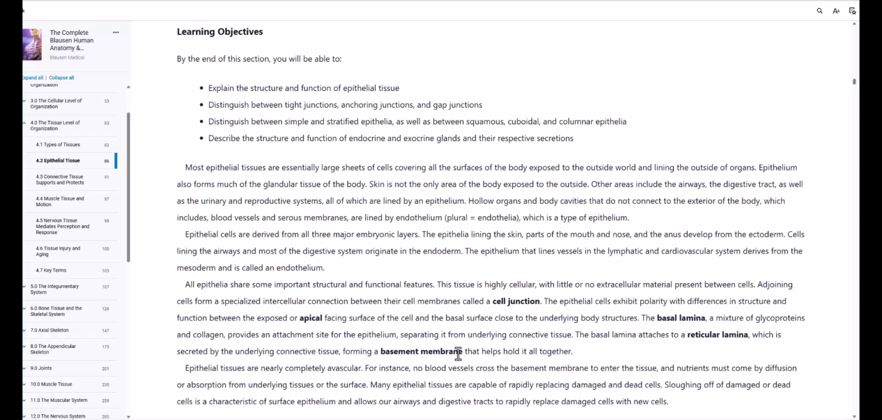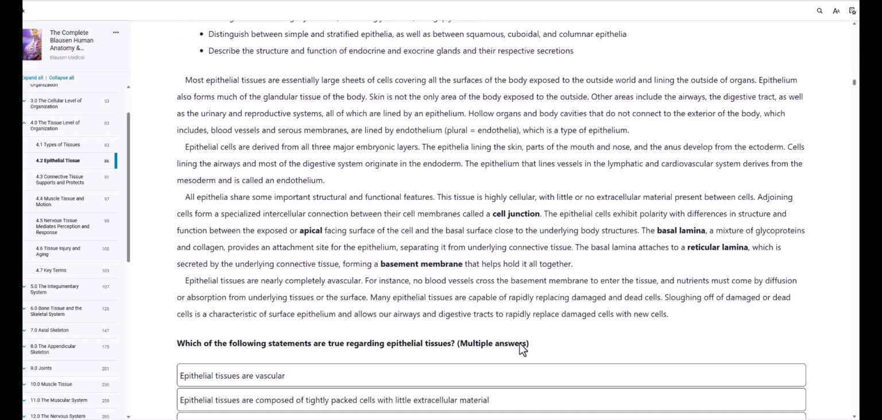So again, where epithelial tissues come down and interact with connective tissues beneath them is actually made by both of the layers. The epithelial and the connective layers both make a portion of that basement membrane.